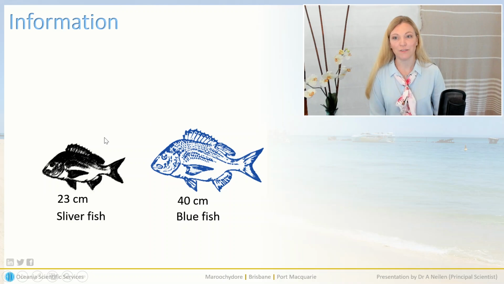So when I caught a fish, I caught a silver fish. It was 23 centimeters long. My friend caught a fish. It was a blue fish and it was 40 centimeters long. Let's have a look at how we would handle this type of data.